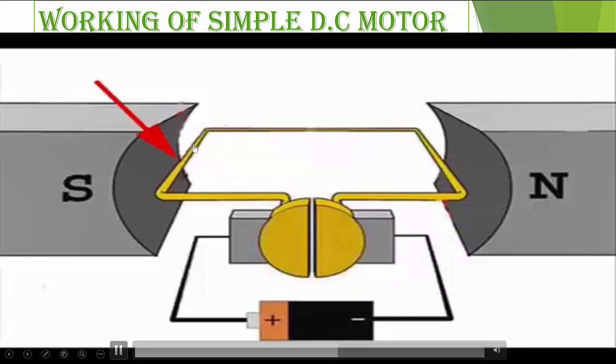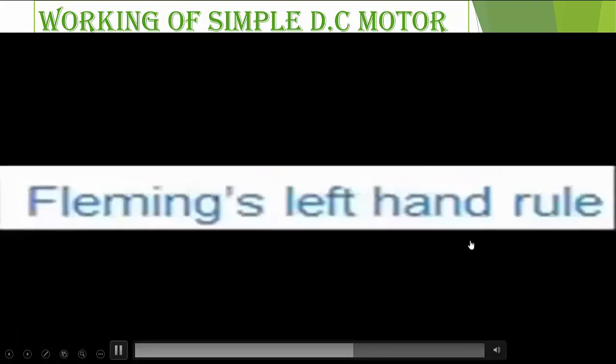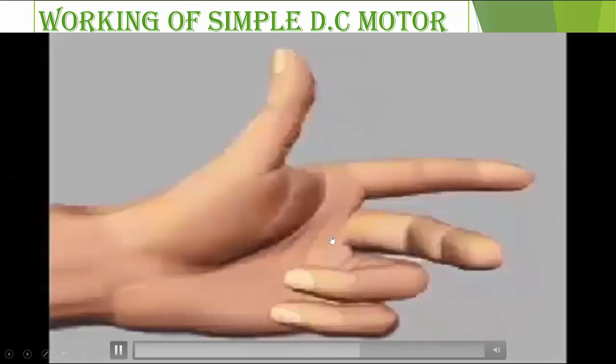Now again applying Fleming's left hand rule to this side and this side, how does it move? Let's apply Fleming's left hand rule to both sides. The CD has come this side, remember, and the AB is this side. So applying Fleming's left hand rule, again stretch the fingers of your left hand perpendicular to each other as shown in this figure.